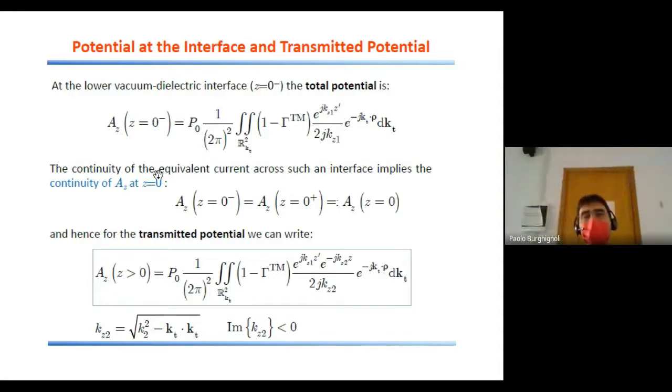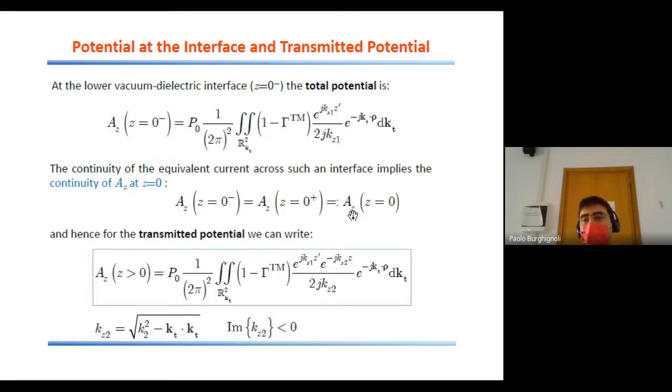Now, since we have continuity of the tangential components of both the electric and magnetic fields, we have in turn continuity of the equivalent voltages and currents, and therefore in turn we have the continuity of AZ at the interface. Now, this tells us that AZ on the lower interface is equal to AZ on the upper interface. So we can dispose of the superscript minus or plus and simply write AZ evaluated at the interface.